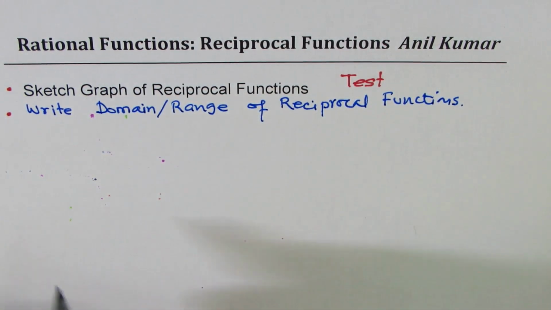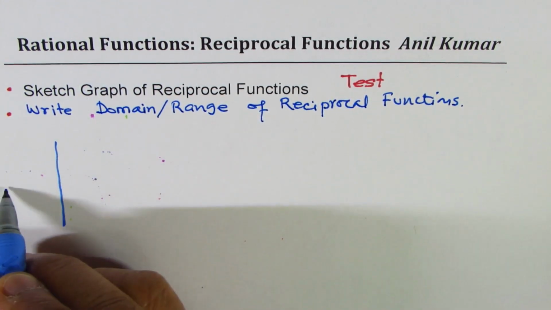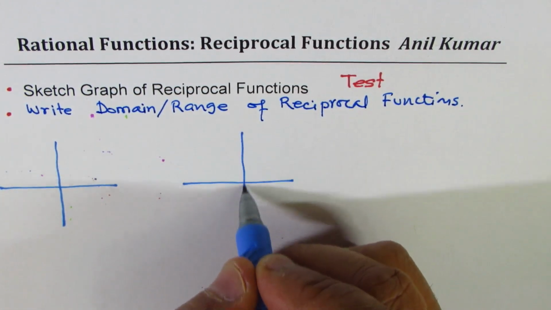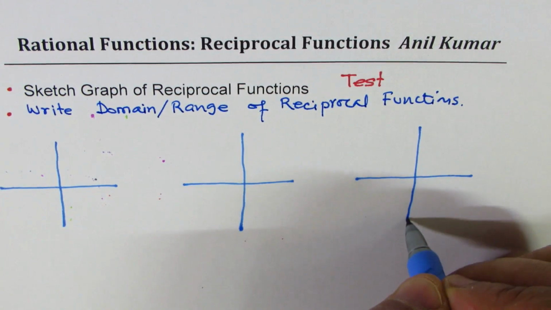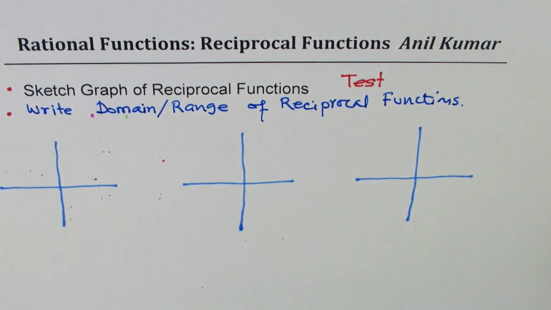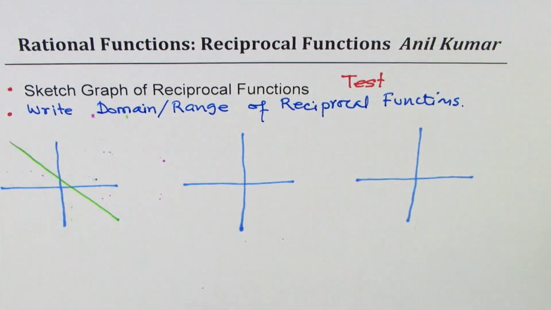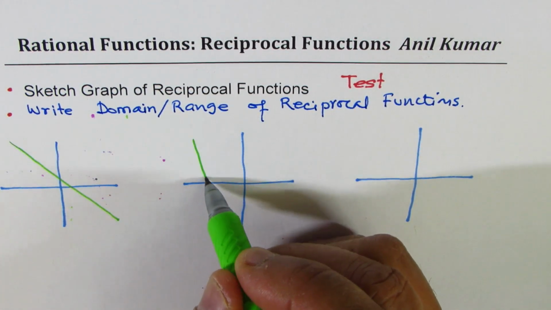Here I will just sketch some graphs. Let's begin with a straight line. Then we'll take up a parabola. Then we'll take up a cubic function, right? So let's draw these three first. So this time I'll take a line with negative slope, a parabola, let's say like this.